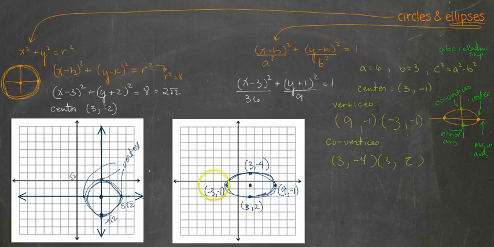Okay, and my major axis, being the axis on the longest part, the major axis is the line y equals -1, and my minor axis, oh, that didn't go in there well. My minor axis is the line x equals 3.